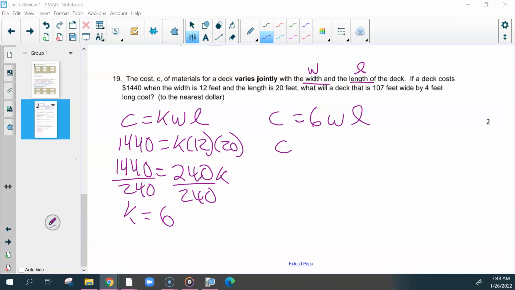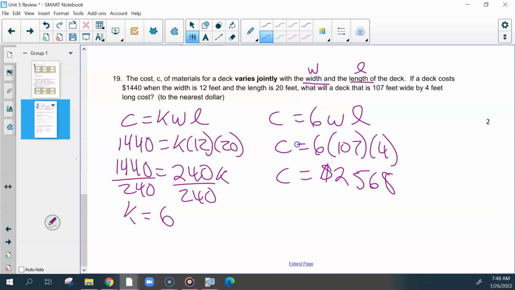We're looking for the cost, so this C equals 6 times 107 times 4. You would put that all in, multiply that all out. And here it says to the nearest dollar, but none of this is a decimal, so it's just going to be a dollar amount. So 2,568 would be your answer.